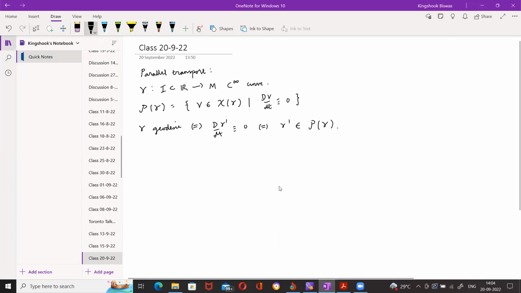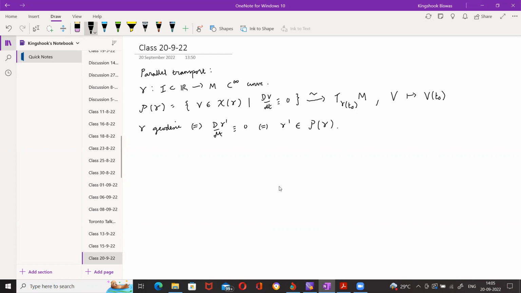So let's recall that if gamma is a smooth curve, then we can look at the space of parallel vector fields V along gamma, whose covariant derivative is identically 0, right? As we've seen, this is isomorphic to the tangent space at any point along the curve, right? The isomorphism is just the evaluation map, V goes to V of t naught. Okay, so this is a finite dimensional vector space of dimension n. And gamma is a geodesic if and only if gamma prime is a parallel vector field along gamma.